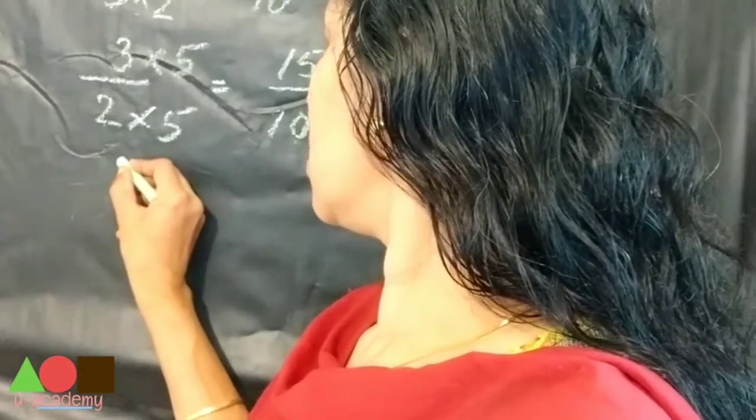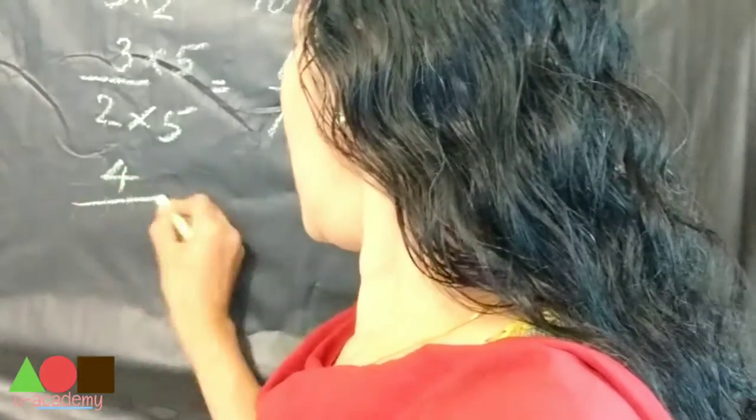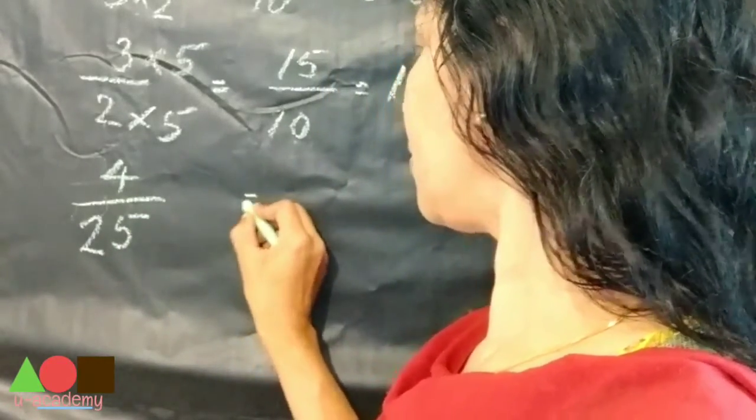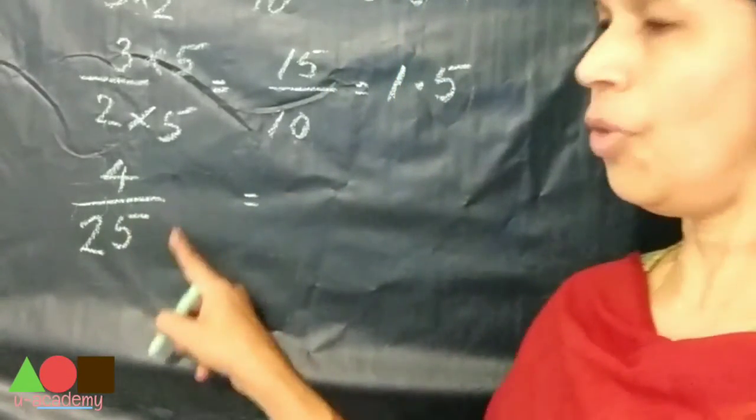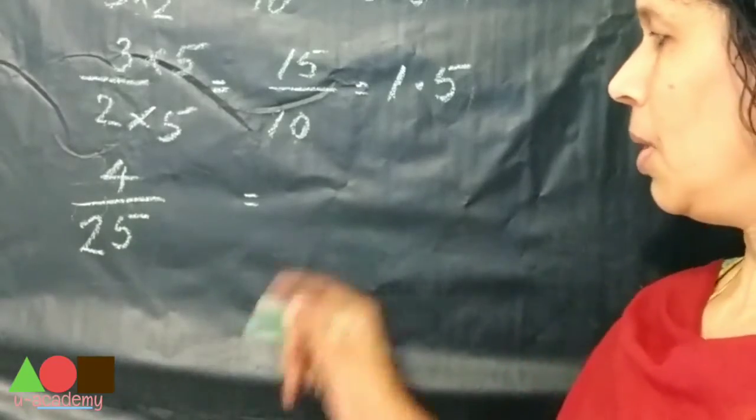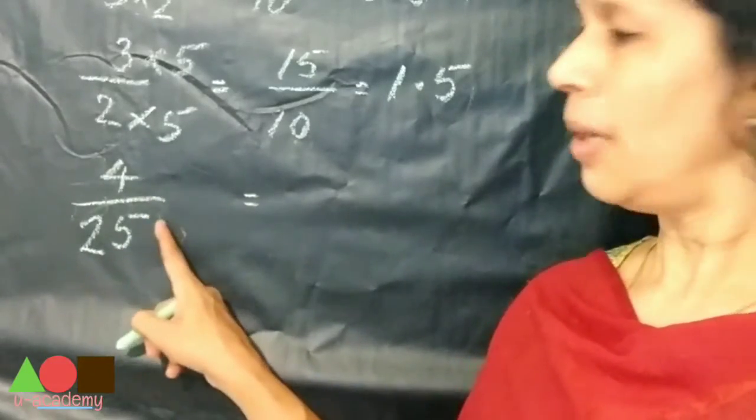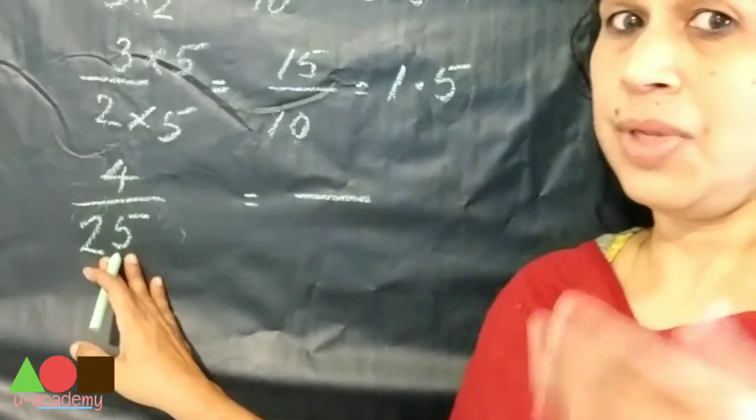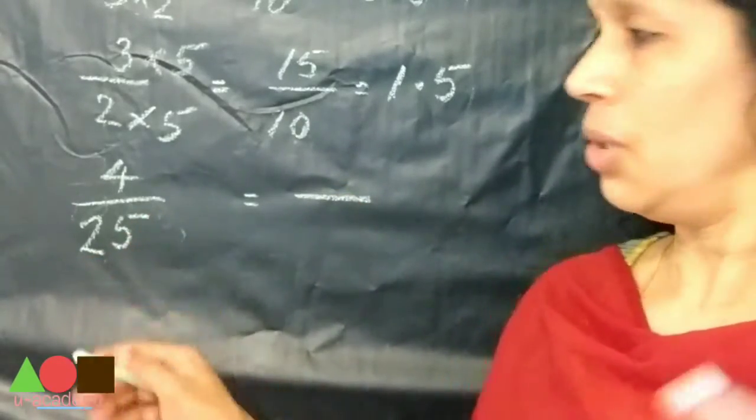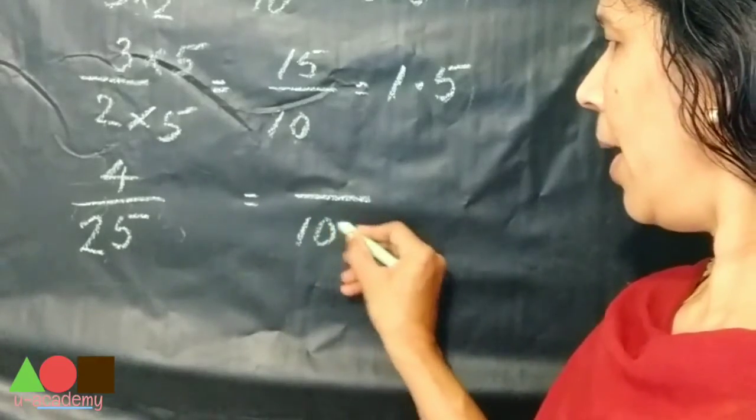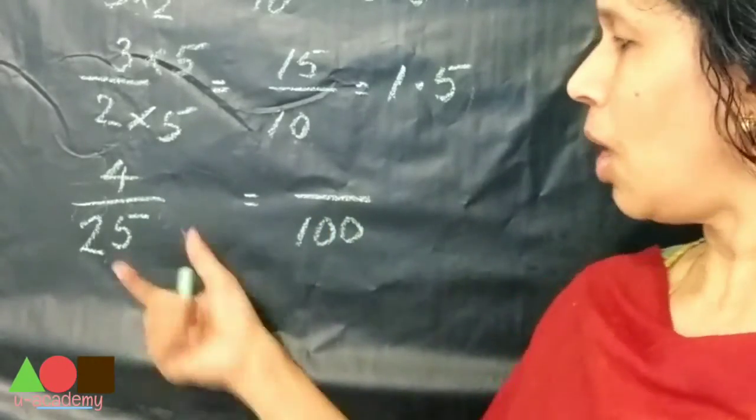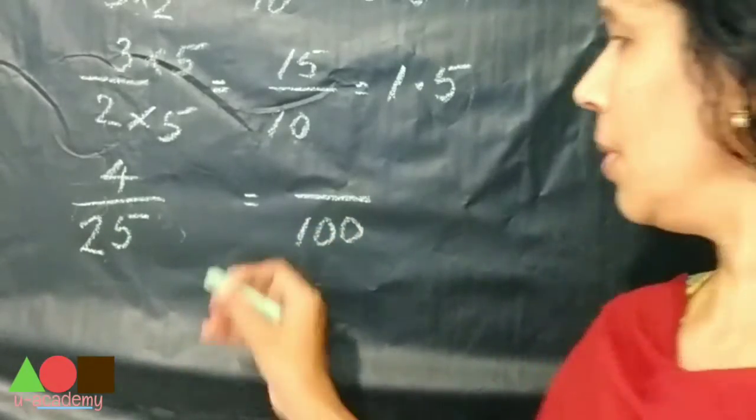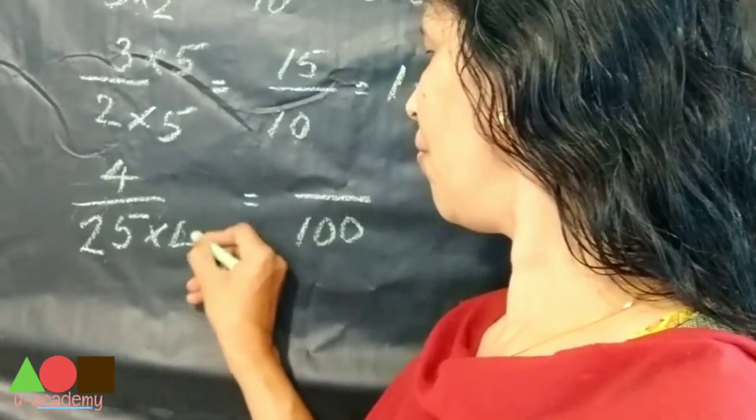If it is 4 by 25, the denominator is not a power of 10. This 25 is not very easy to convert to 10, so you can change this to 100. How many 25s make 100? That we know, 4.